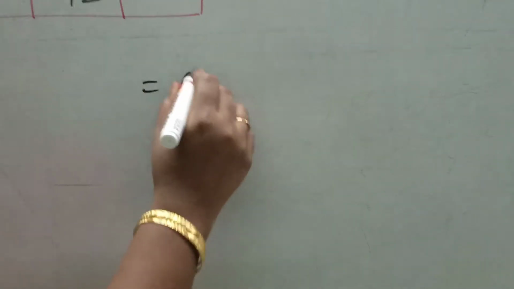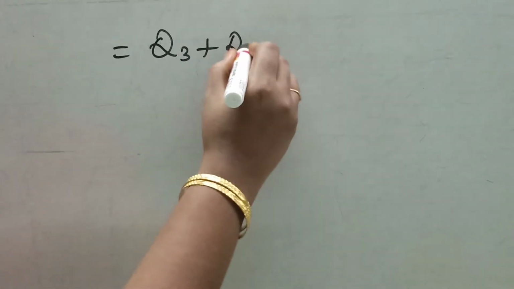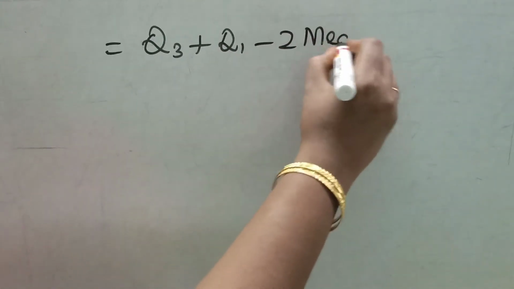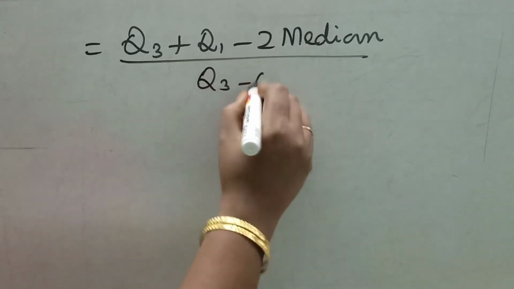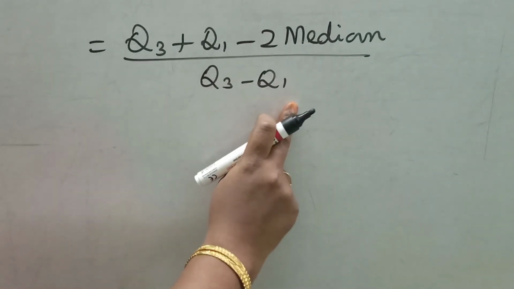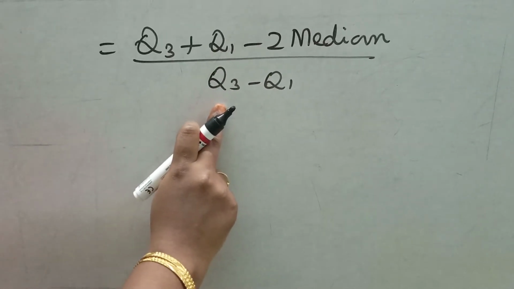In this video, we are going to learn about Bowley's coefficient of skewness. First, we see the formula. Bowley's coefficient of skewness formula is Q3 plus Q1 minus 2 median divided by Q3 minus Q1, where Q1 is the lower quartile, Q3 is the upper quartile.